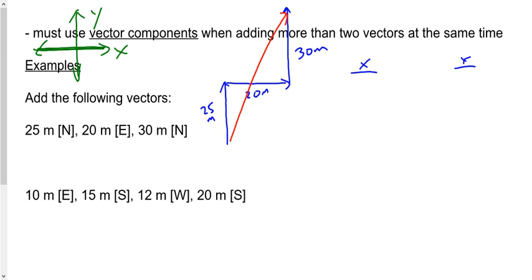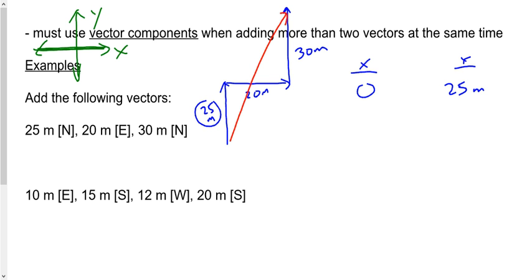Okay, let's look at the 25 meters here. How much of that 25 is x? How much of it is on the x-axis right here? How much of this 25 right here is this way? None. 0, right? So the x component of the 25 is 0. What's the y component of the 25? How much of it's this way? 25 meters, all of it.